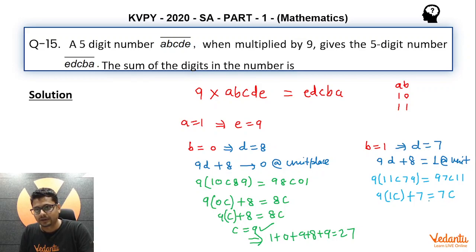Now clearly you can see that the minimum value of C can be 0. And 9 multiplied by 10 is essentially 90 plus 7. 97 is what the left hand side's minimum value is. And the right hand side is 70 something, 7C. So that means you don't get anything from this case. So my final answer essentially is 27 only. And this number A, B, C, D, E is 10,989. So 27 is the answer.